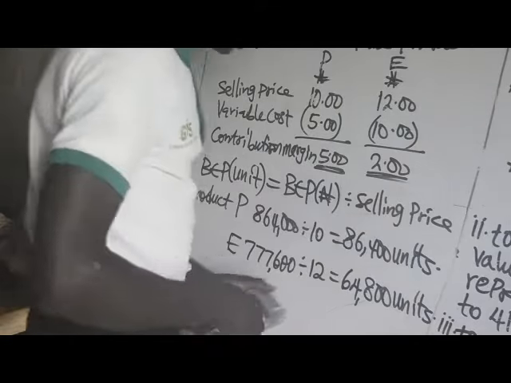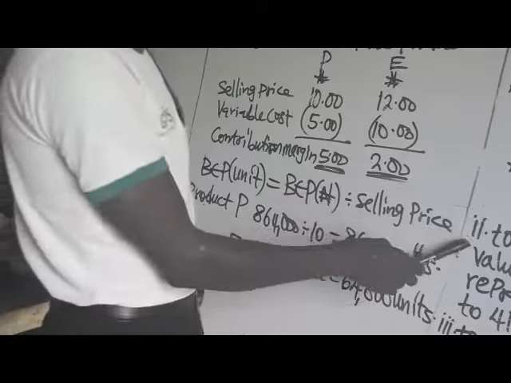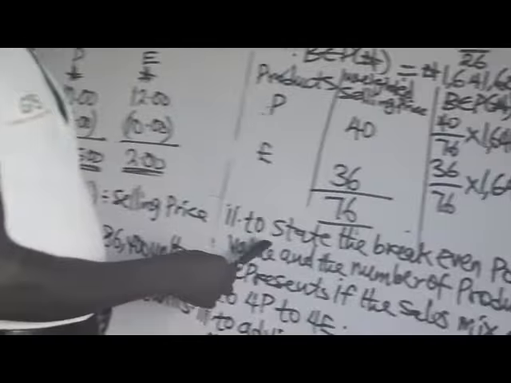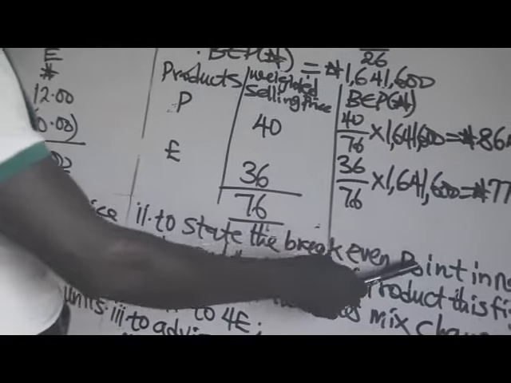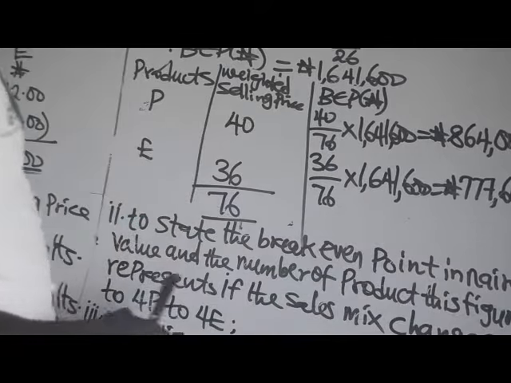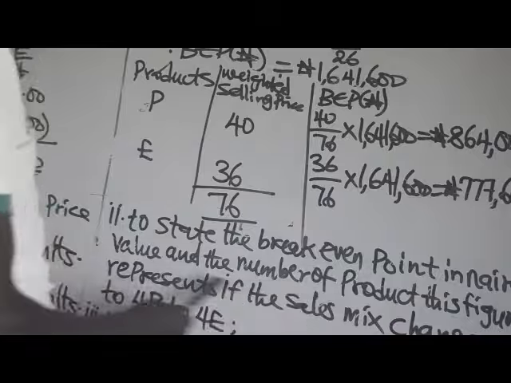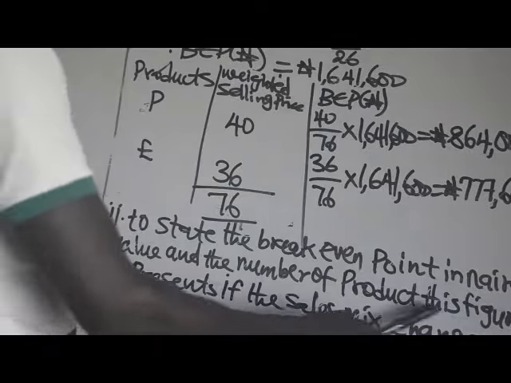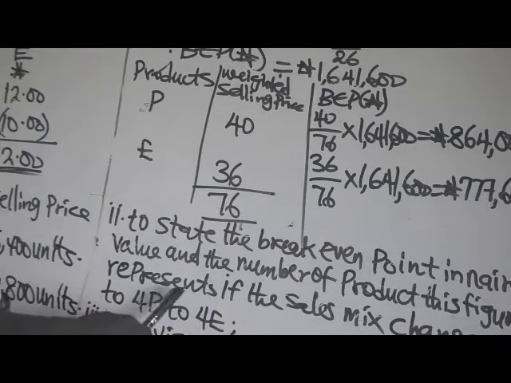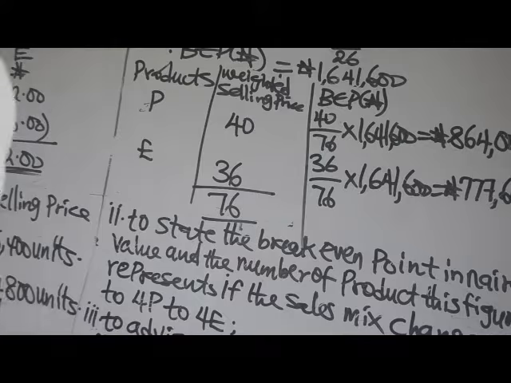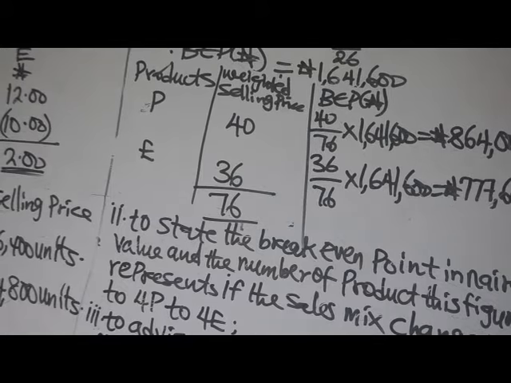Then Roman figure 2. To state the break-even point in Naira value, and the number of products this figure represents, if the sales mix changes to a ratio of 4 to 4 for product P and E respectively. So we have determined our unit contribution earlier.